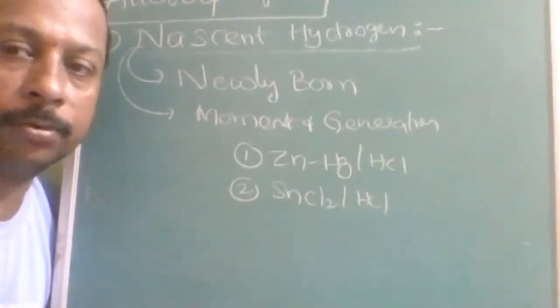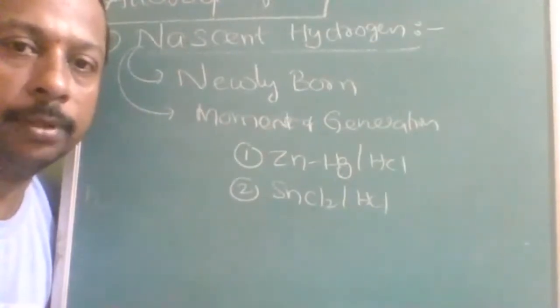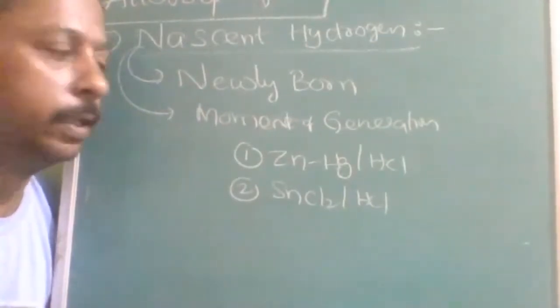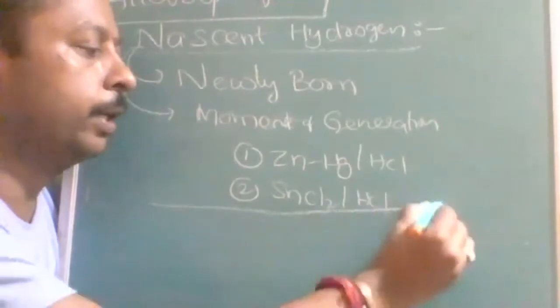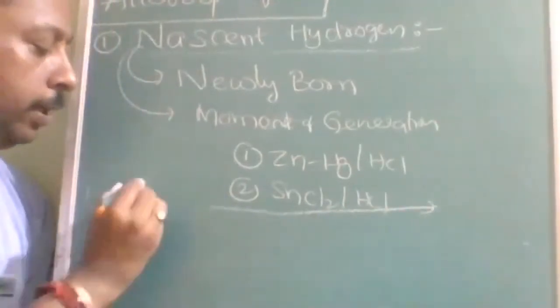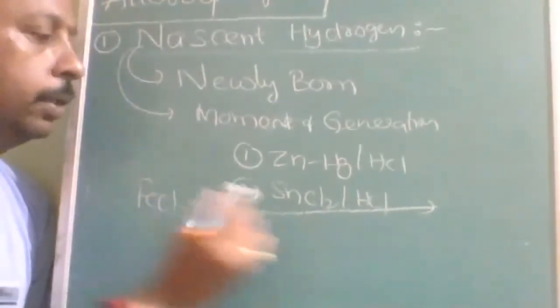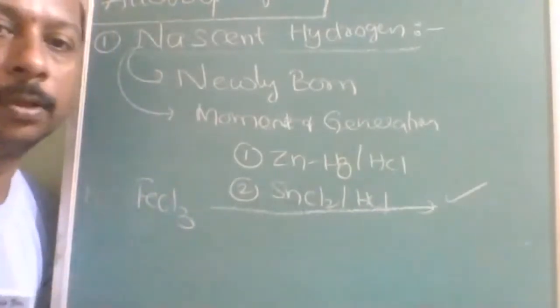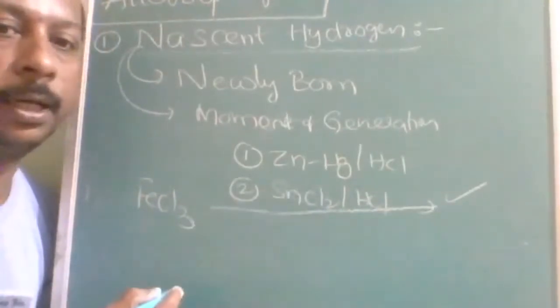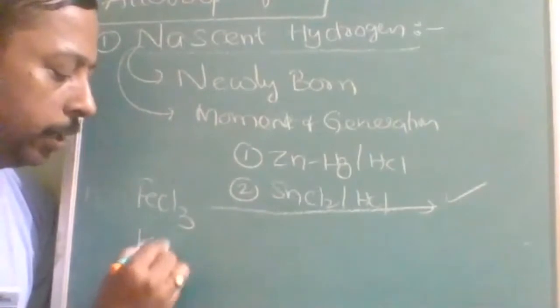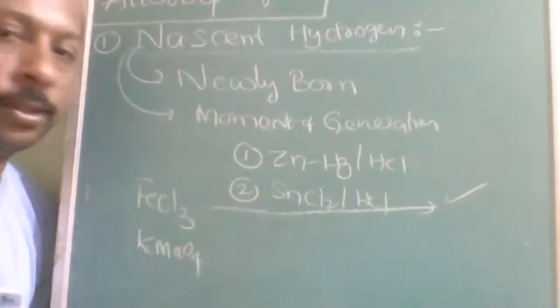After some time, it is going to be molecular hydrogen. Okay. So that is what the nascent hydrogen is. So if I write on this, let us take ferric chloride, FeCl3. Then reduction is possible because this is nascent hydrogen. Okay. Potassium permanganate, decolorization.